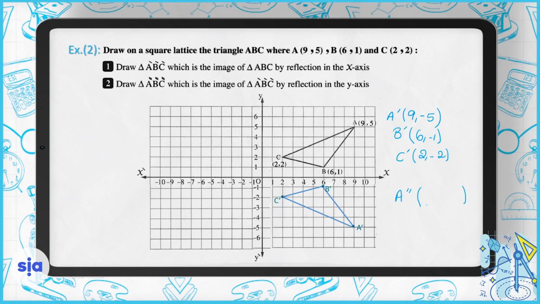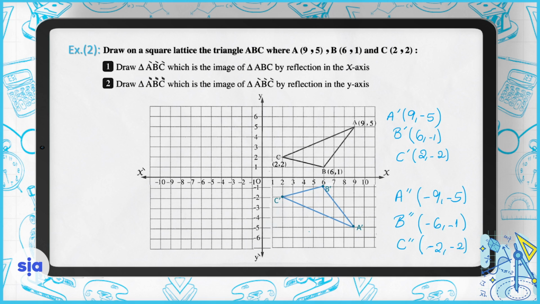So reflection on the y-axis will change the sign of x. So it will be negative 9, negative 5. Then we plot the point. B double dash, same idea. We reflect the B dash across the y-axis. So we change the sign of x. It will be negative 6, negative 1. C double dash is the reflection of C dash on the y-axis, so we change the sign of x, so it will be negative 2, negative 2.